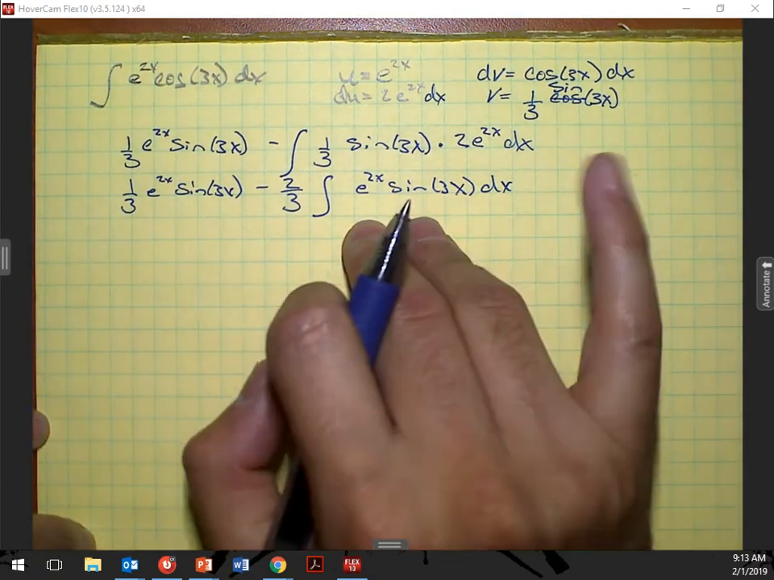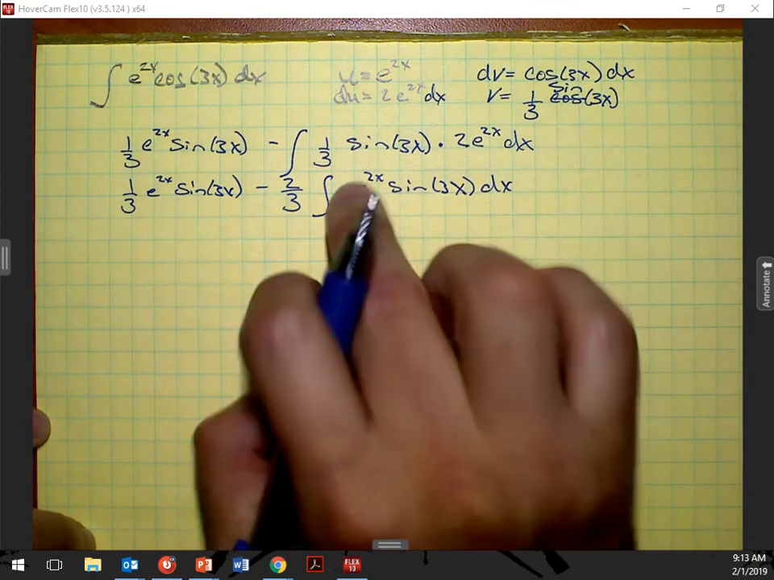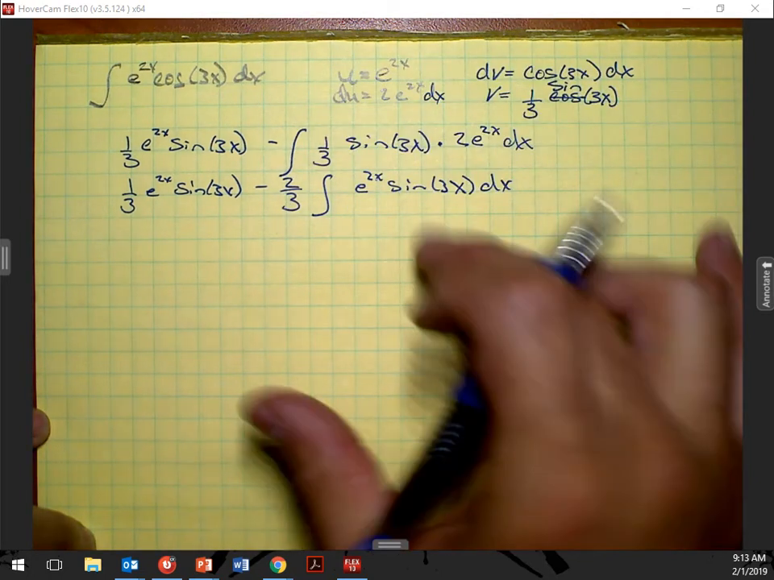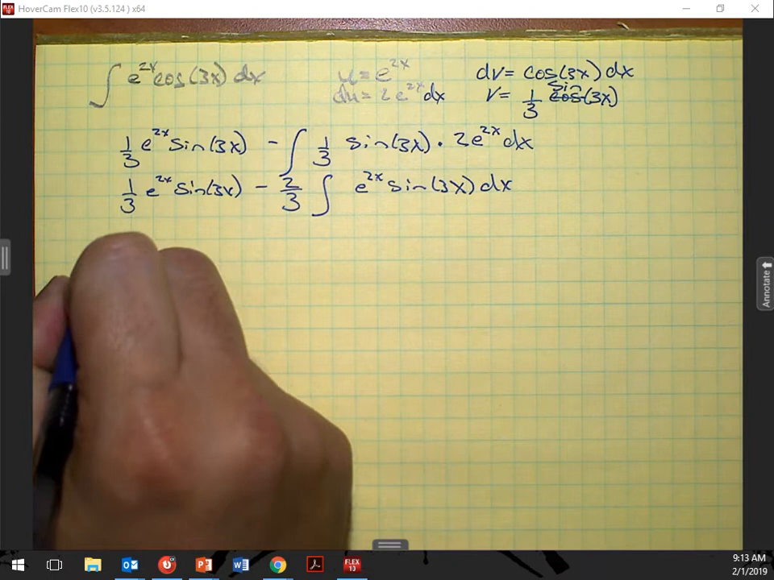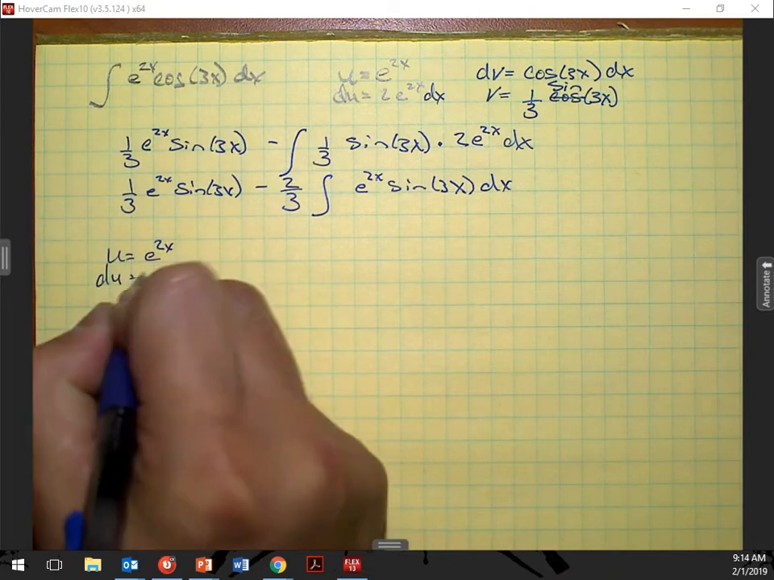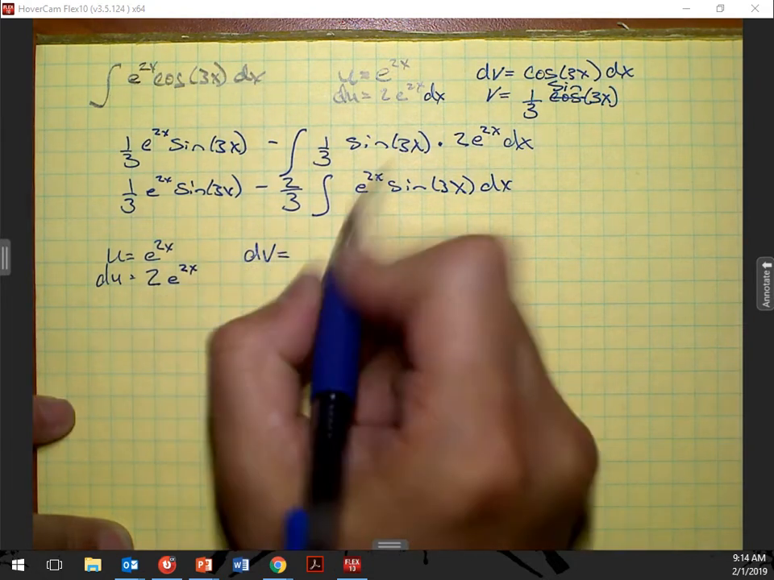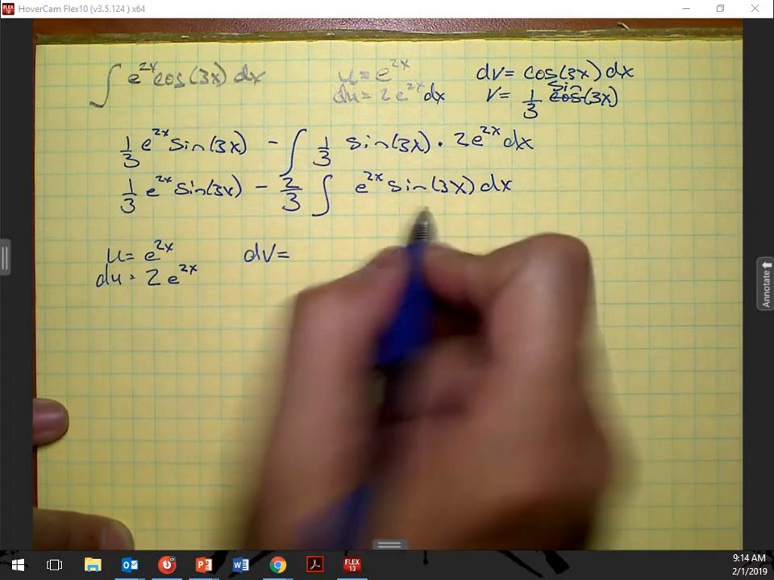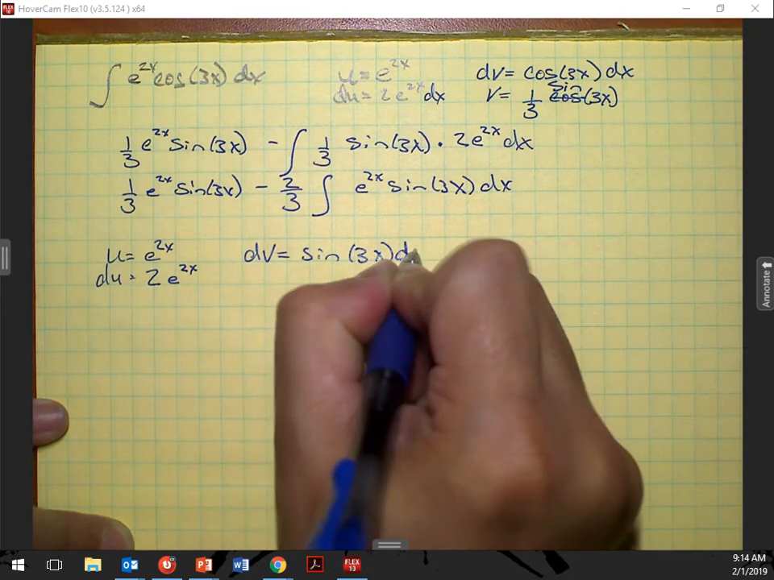This part over here is the issue now. It's a little nasty thing, okay? I don't like that. So I'm going to do it again. I need to keep going with what I have. So same thing, my u is going to be e to the 2x. My du is 2e to the 2x. My dv is going to be, where am I at? Right here. So sine of 3x dx.